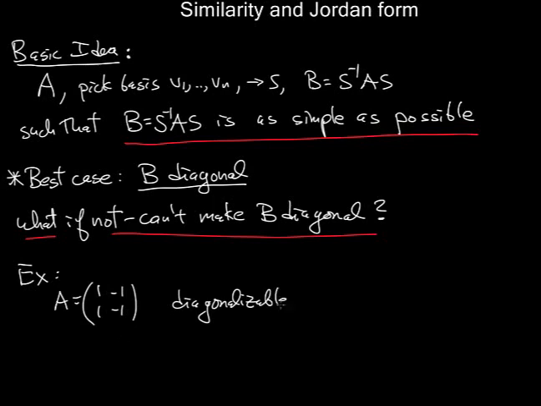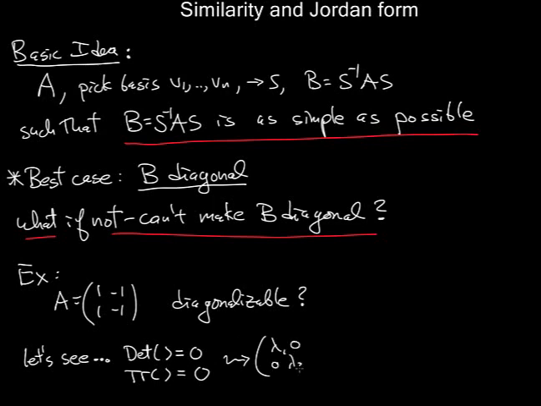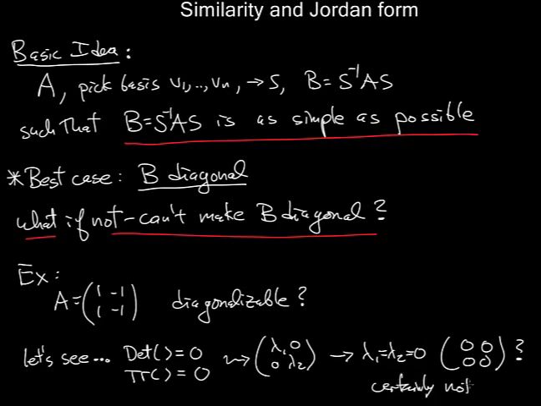Is this diagonalizable? Well, before we just apply brute force, let's apply a little thought. Its determinant is 0. Its trace is 0. So if it were diagonalizable, it would have to be similar to the matrix lambda 1, lambda 2, where the determinant and the trace are both 0. You see that forces both lambda 1 and lambda 2 to be 0, which is to say I would diagonalize it to the zero matrix, which of course is ridiculous. So this matrix is definitely not diagonalizable.